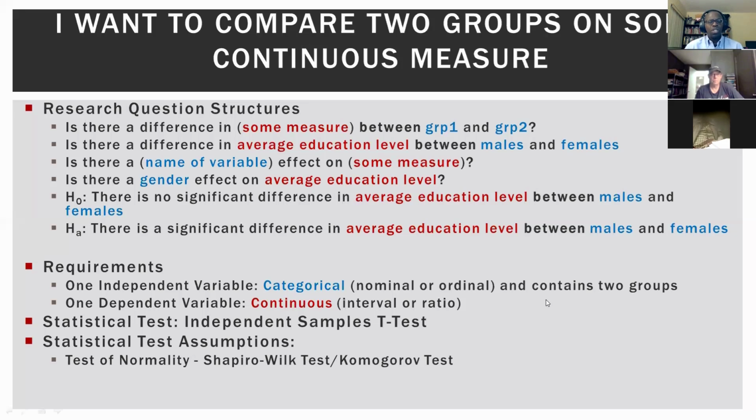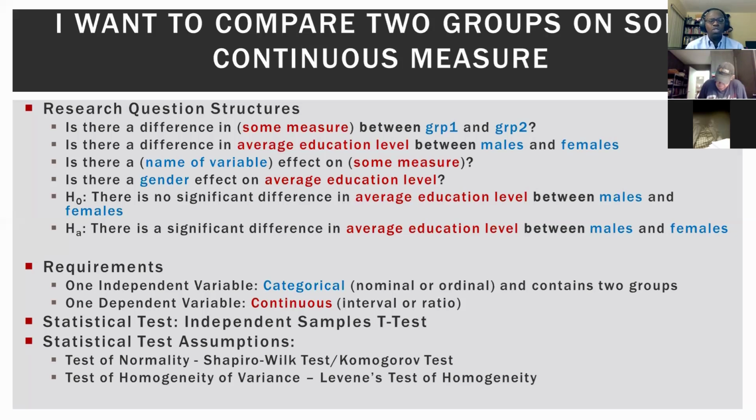Essentially, what we're going to use is the Shapiro-Wilk test, Kolmogorov test. Specifically, it's the Shapiro-Wilk test because that's a more robust test and it has greater statistical power. And then also the test of homogeneity of variance, Levene's test of homogeneity of variance.